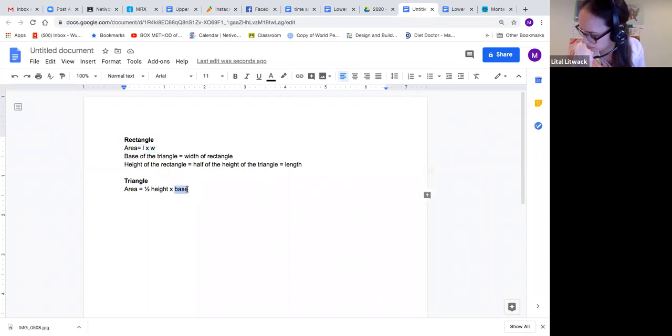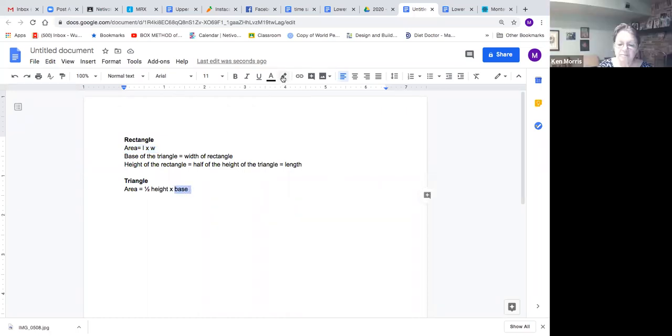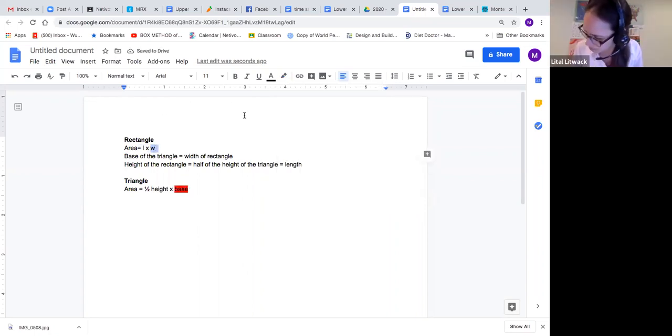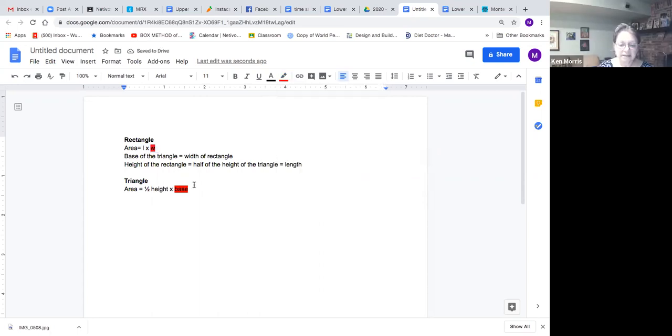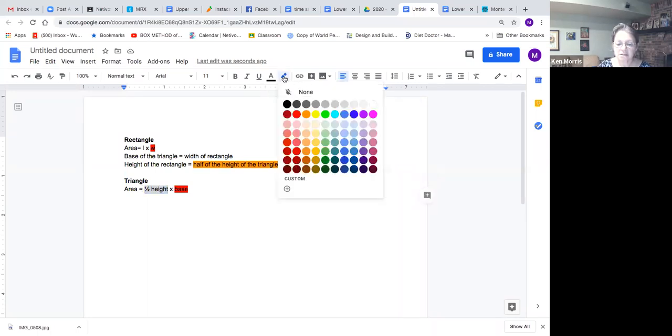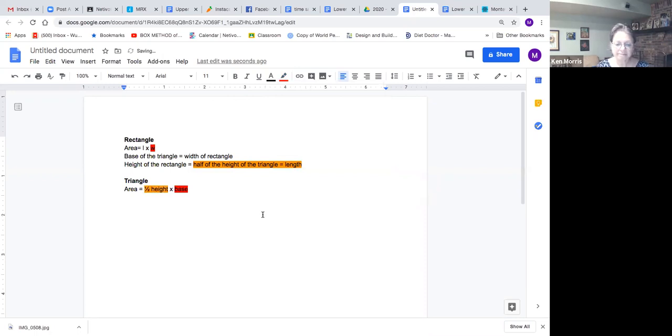Okay, so this, let's make that red. And that comes from here, which is red. Okay, and then the length gets replaced by half the height right here. I'm going to make that orange, and I'll make this orange. Okay? So then you know exactly where the area of the triangle came from.